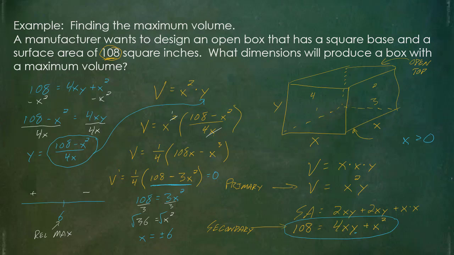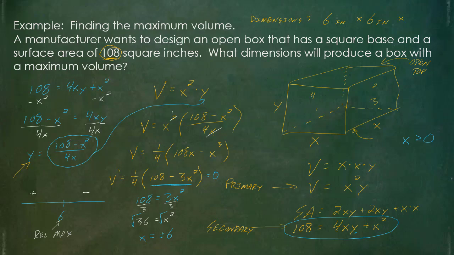So what dimensions will produce a box with this maximum volume? I've just established that the x value is 6. So my dimensions, if I could actually find some room here, I'll just write it up in the top right corner here. My dimensions would be, this is in terms of inches, so it would be 6 inches by 6 inches by, and now I just need to plug 6 into my y expression right here off to the left.